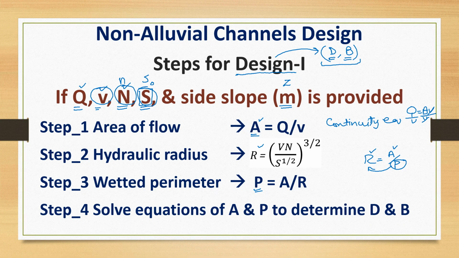We have two unknowns in this design one case. So you can say that this is case one for the design of non-alluvial channel. We have also case two. We will solve the equations of A and P to determine the value of D and B. There are two unknowns and two equations, so we can solve those equations to determine the value of D and B by hit and trial methods.